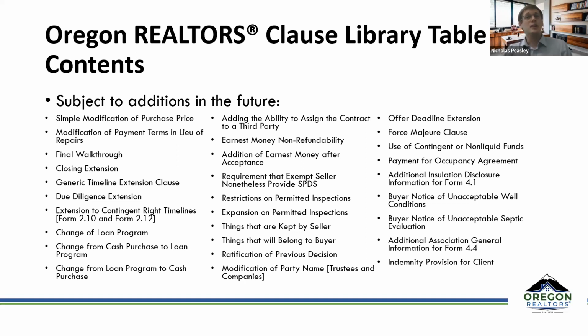We have final walkthroughs, closing extension, generic timeline extension clause, due diligence extension, extension to contingent right timelines, specifically for Form 2.10, the buyer's contingent right to purchase, and Form 2.12, the seller's contingent obligation to sell. A change of loan program, a change from cash purchase to loan program, a change from loan program to cash purchase. Each of those is its own separate area because they cause very different things to happen. Adding the ability to assign a contract to a third party. So if you haven't got it up front, but you want to make this contract assignable later on, you can do that. But be aware, the changing language is specific.